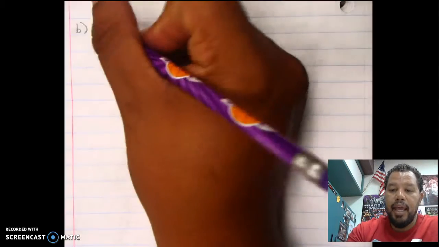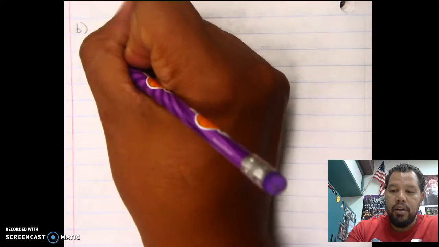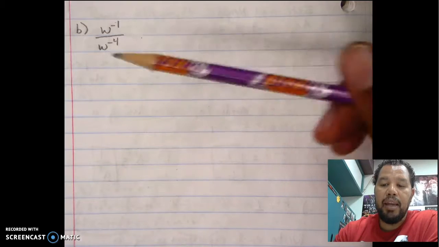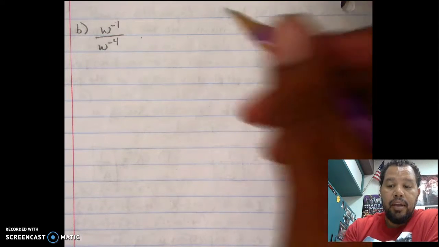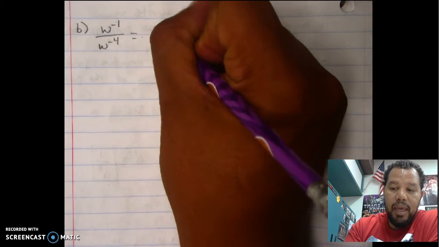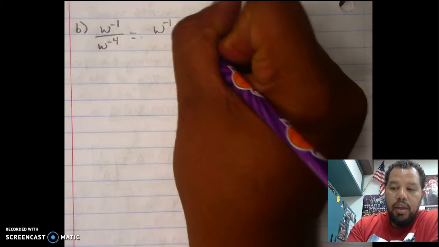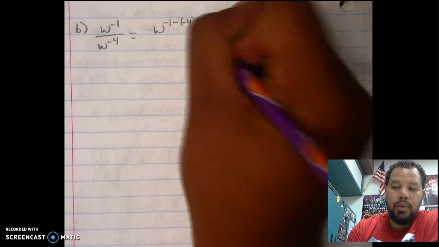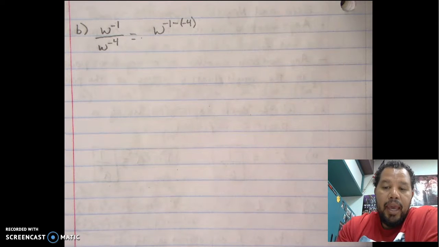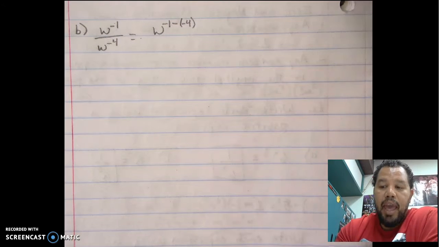Let's try this next example. We have w to the negative first power over w to the negative fourth power. Here we have powers with the same base being divided. We've dealt with this before in previous lessons. We take the base, since they're the same, and we subtract the exponents. So we have negative 1 minus a negative 4. We subtract the two exponents, the top minus the bottom, always in that order. And we have to know how to subtract with negative numbers. Hopefully you do.